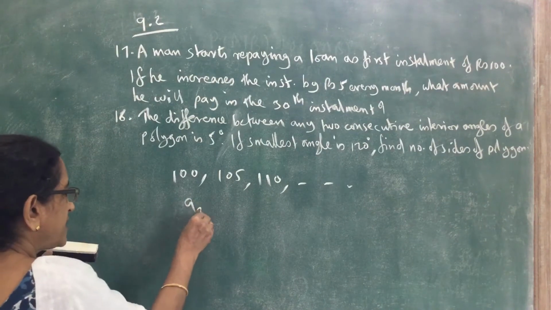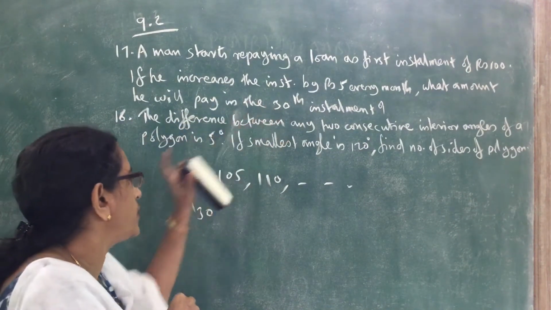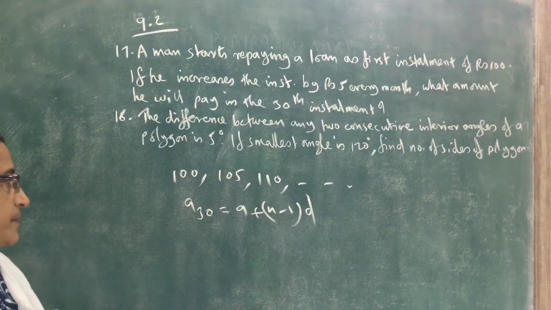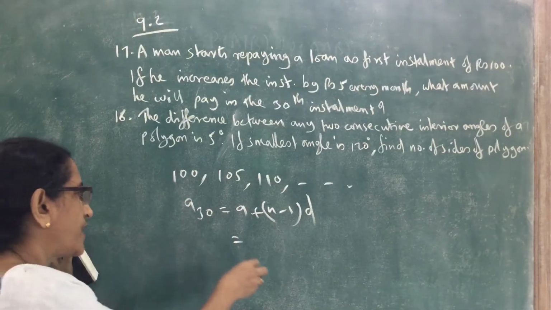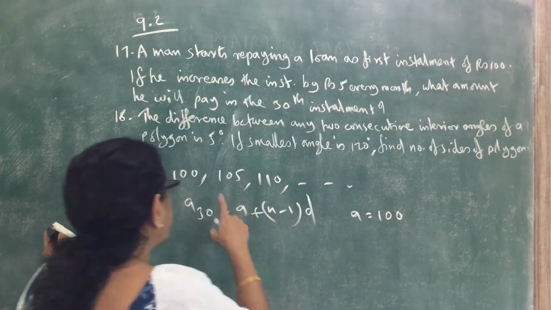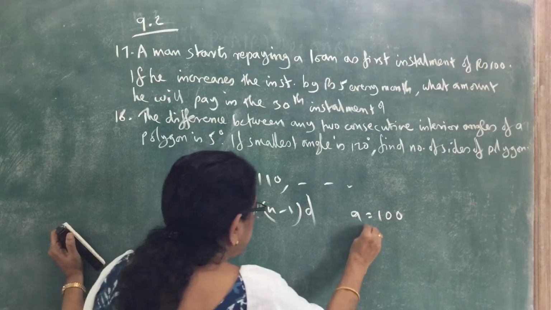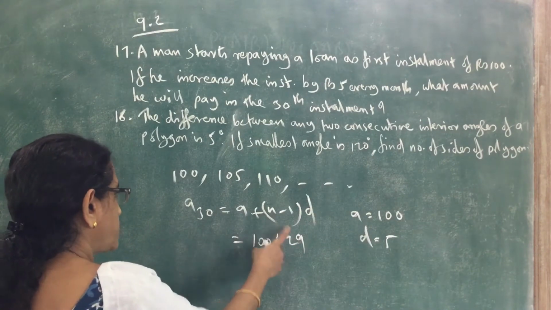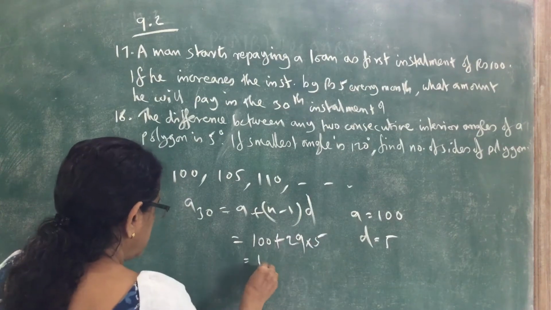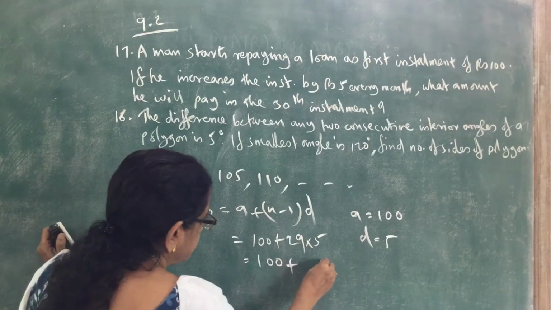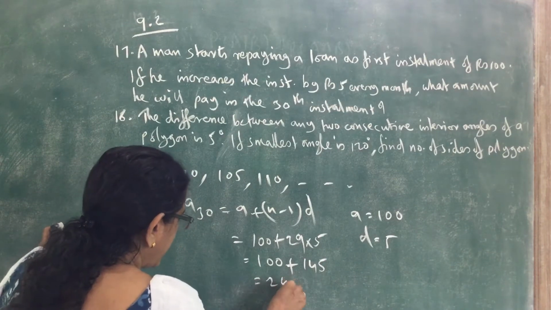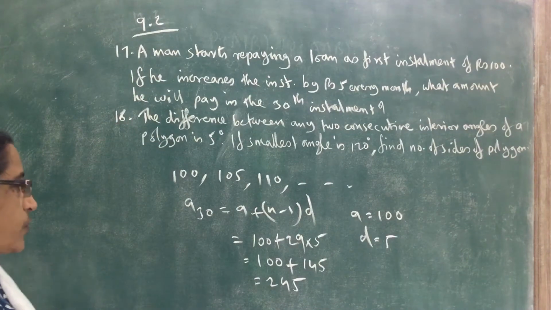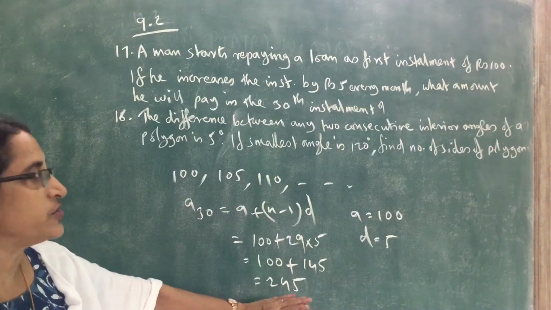So we want to find A30, the 30th term. A30 equals a plus n minus 1 into d. This is the formula for the nth term of the arithmetic progression. First term a equals 100, common difference d equals 105 minus 100, which is 5. So 100 plus 29 into 5. 100 plus 145 is 245. So the amount he will pay in the 30th installment is 245 rupees. Write the answer: 245 rupees.